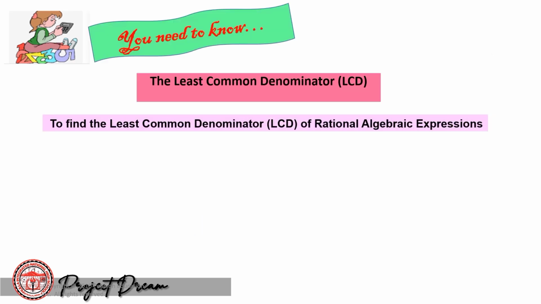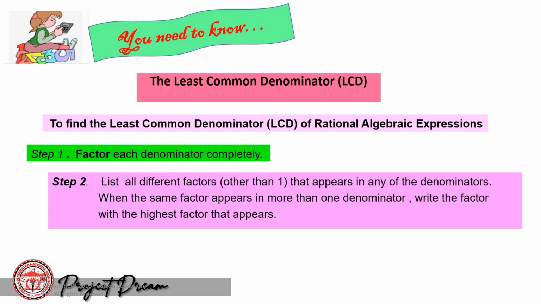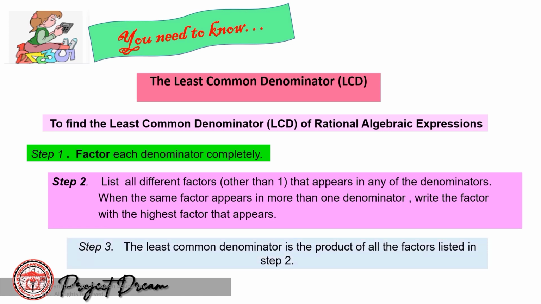How are you going to find the least common denominator, or LCD, of rational algebraic expressions? In step 1, you factor its denominator completely. In step 2, list all different factors other than 1 that appear in any of the denominators. When the same factor appears in more than one denominator, write the factor with the highest exponent that appears. Step 3. The least common denominator is the product of all the factors listed in step 2.